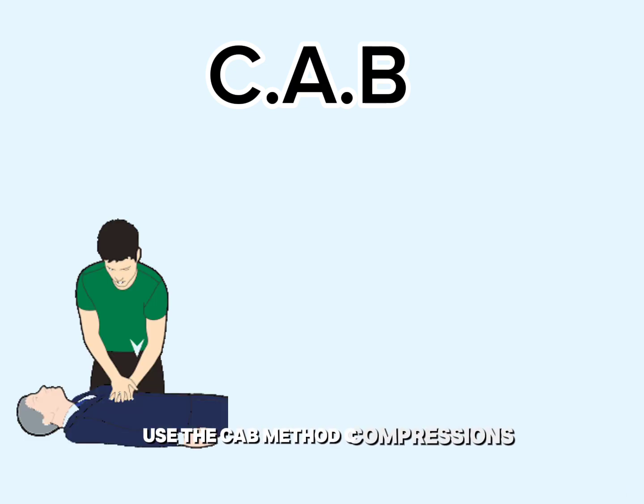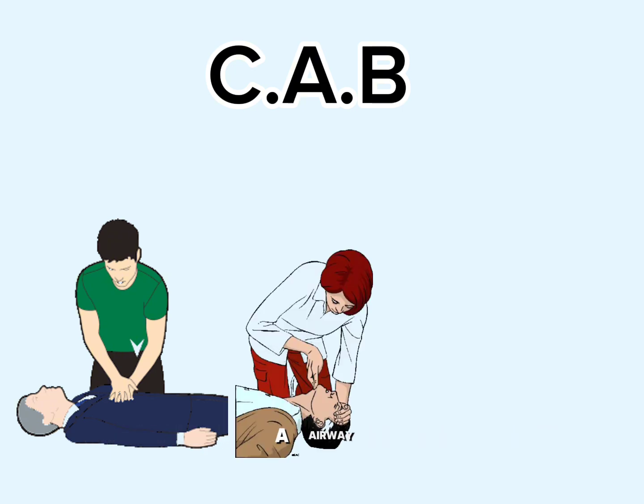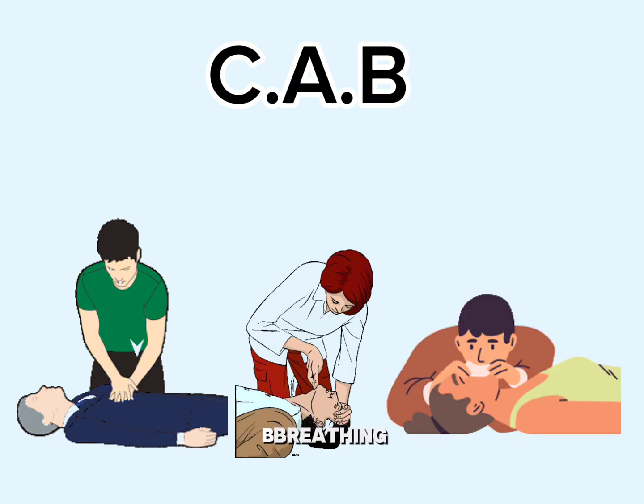Use the CAB method. C. Compressions. Place your hands on the center of the chest, push hard and fast, 100-120 compressions per minute, about 2 inches deep. A. Airway. Tilt the head back to open the airway. B. Breathing. Give 2 rescue breaths if trained to do so, otherwise focus on compressions.